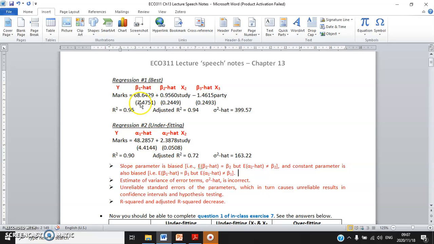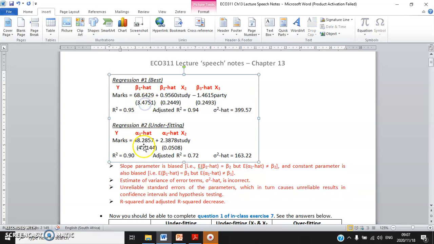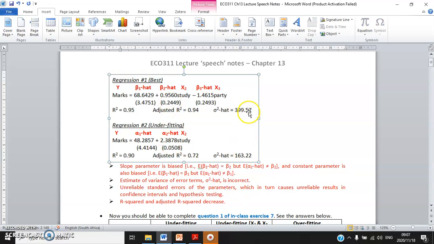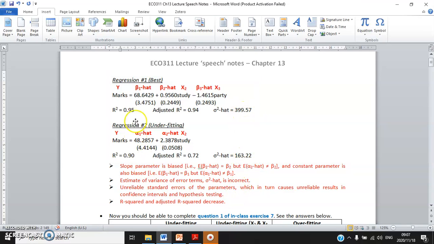Okay. The standard error of the parameter is unreliable. Do you see it goes up for the first one and then it goes down for the second one? Okay. The variance of the error term is no longer correctly estimated. Do you see the huge change between the two regressions? The last one is the easiest one. Both R squared and adjusted R squared decrease.